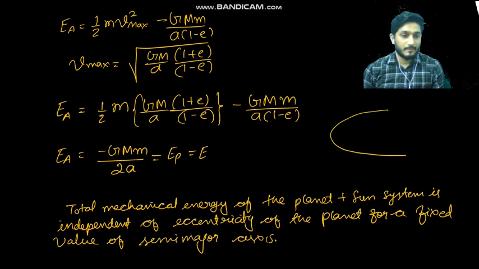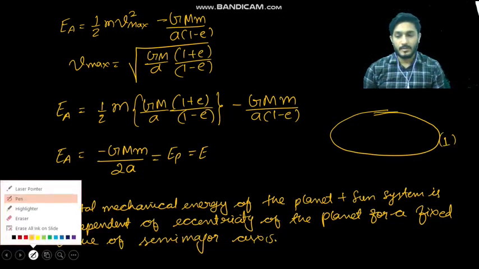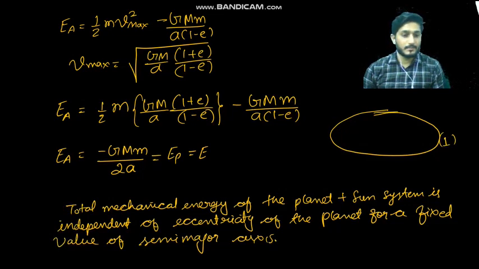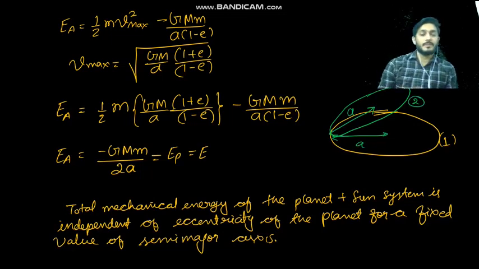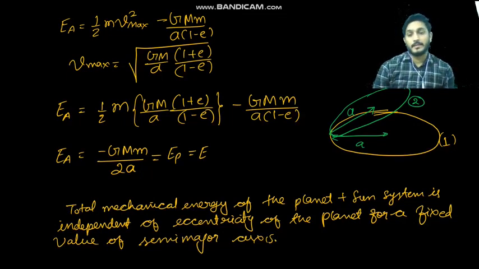So for example, if this is the case with one ellipse, let's say this is ellipse 1, and let me draw another ellipse with the same major axis, with some distorted shape. This is ellipse 2. If these two ellipses have the same semi-major axis, then both of these ellipses would have the same total mechanical energy.